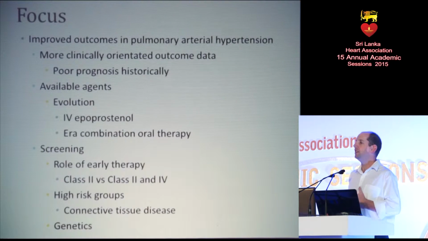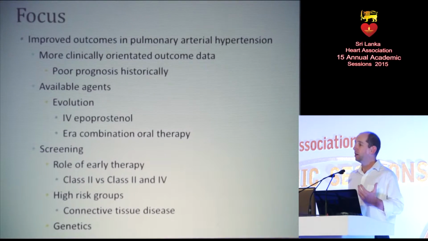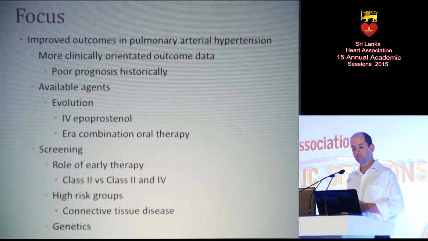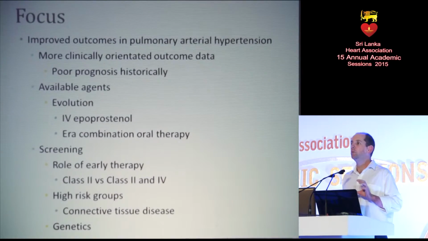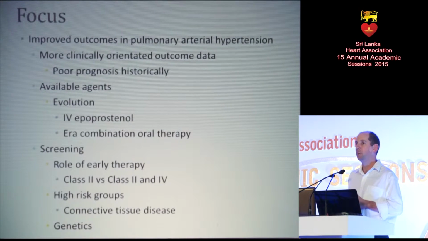There's been an evolution in the available agents. Going back 20 years, all we had were continuous intravenous prostacyclins, whereas now we're entering an era of oral therapy, either as monotherapy or in combination. And we've certainly realised that treating patients earlier in the disease process improves their outcome. This has led to an area of screening as well as an understanding of genetics.